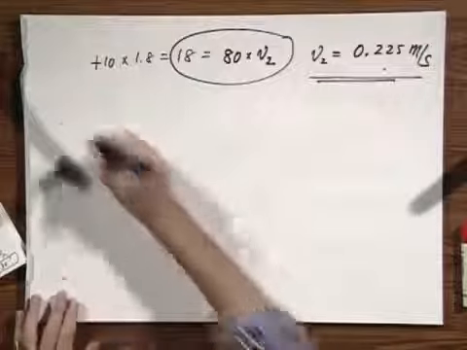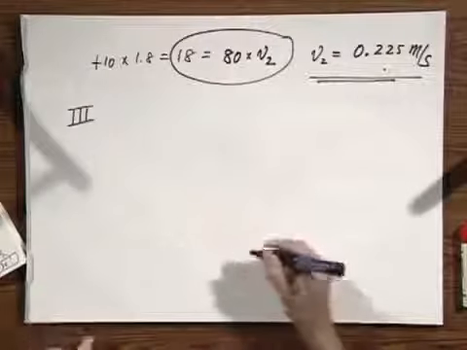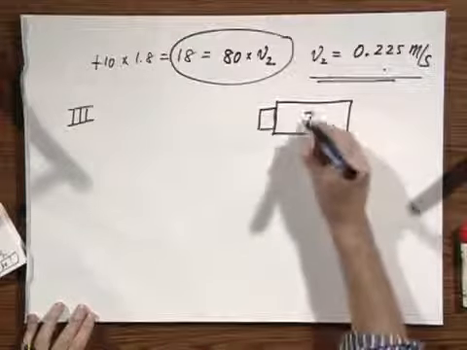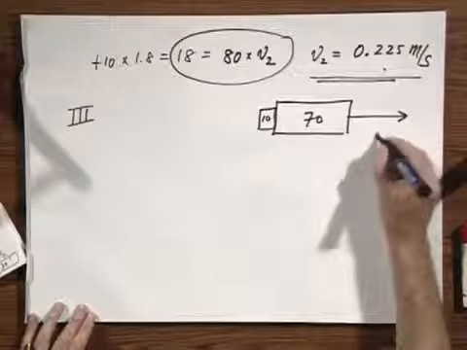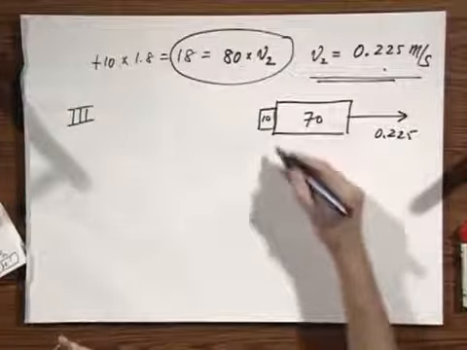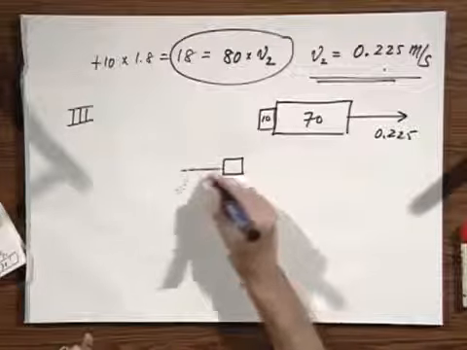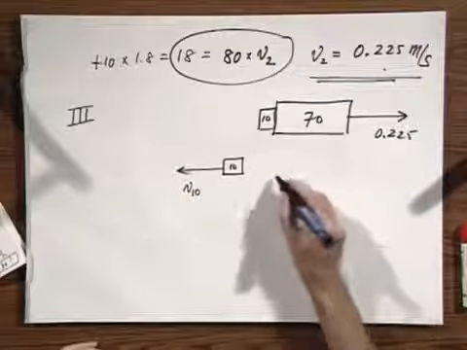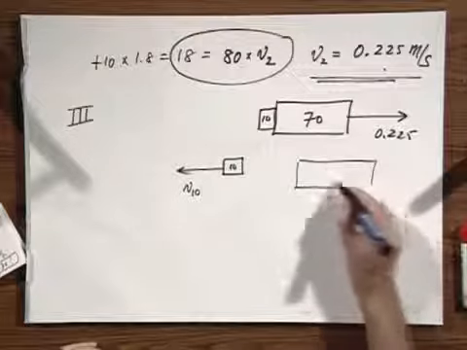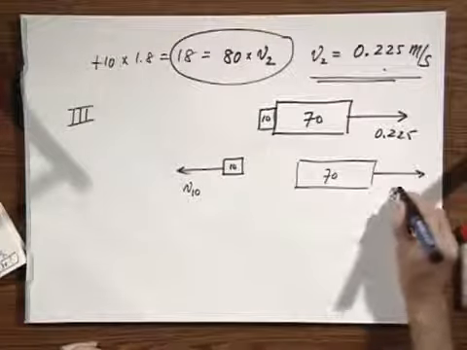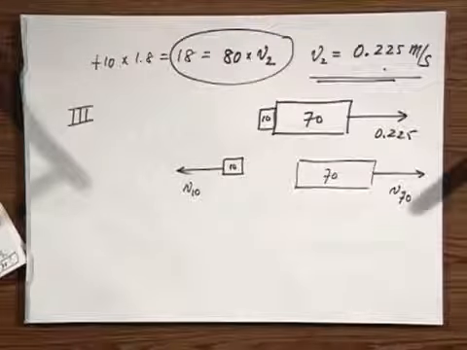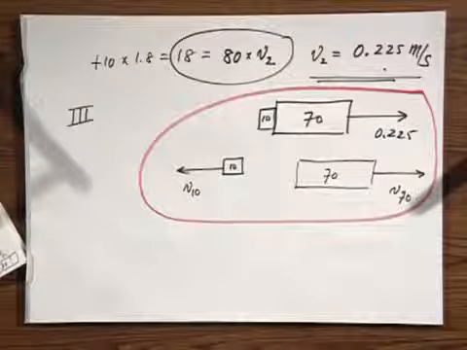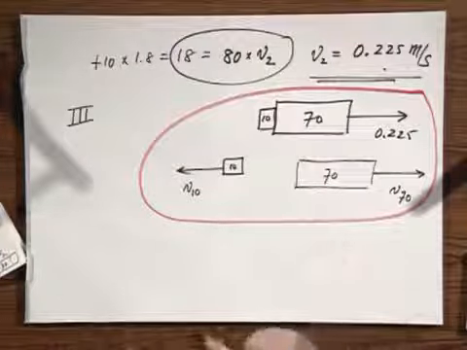Now we come to phase number 3. And what is happening now, that this block with the 70 are moving with 0.225, but a little later 10 will be moving in this direction, and let me call that again V10, and the block, excuse me, the sled with your friend is moving in this direction, let's call that now V70. And you'll have to apply now, which is not so difficult, only the conservation of momentum on this system. And I'd like you to do that.